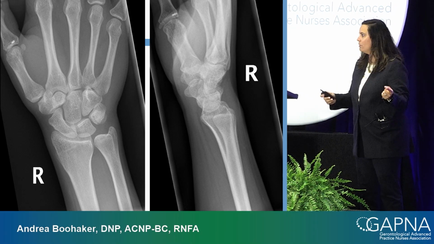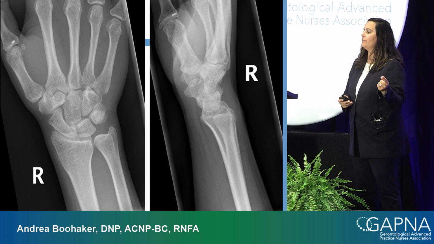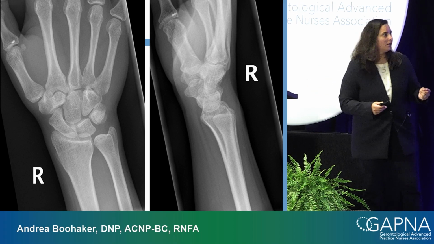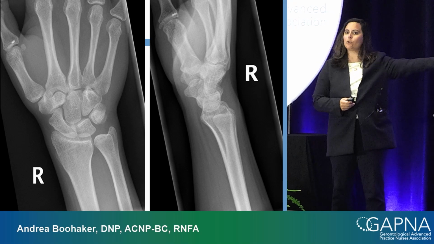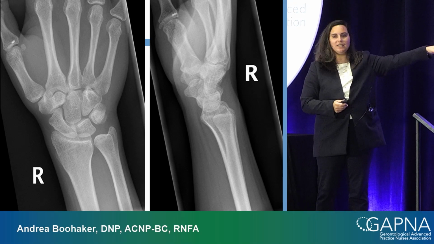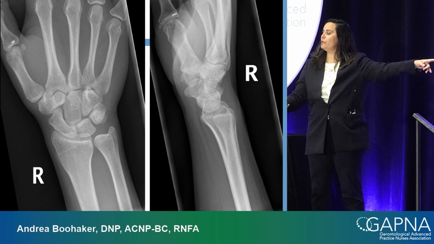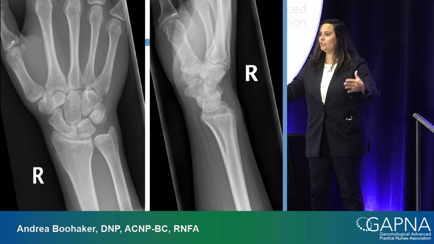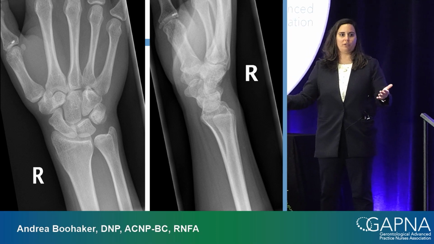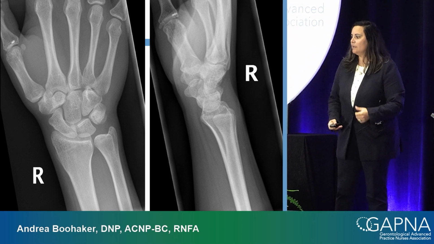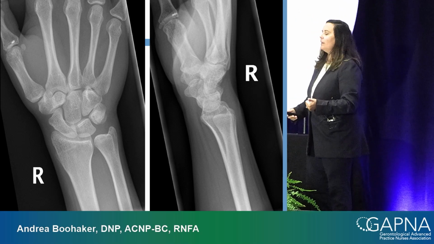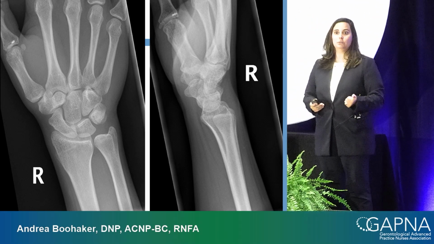How do I know that it's a skeletally mature individual? The physes. Everybody know what a growth plate is? The physes is fused. So you know that they're not a child. They're skeletally mature. There's no more growth happening. Okay? AP and lateral of a skeletally mature individual. Okay?